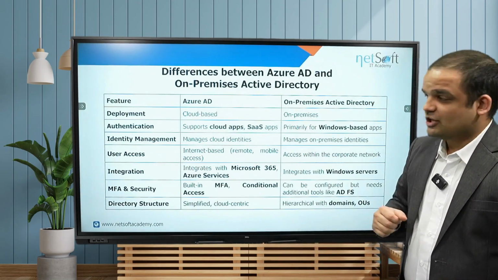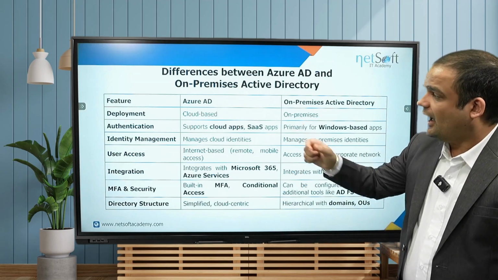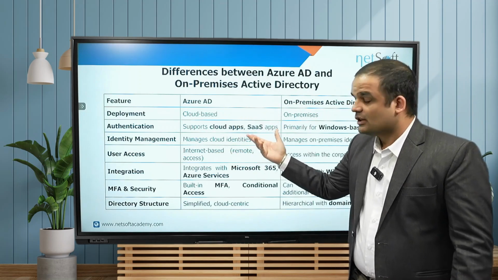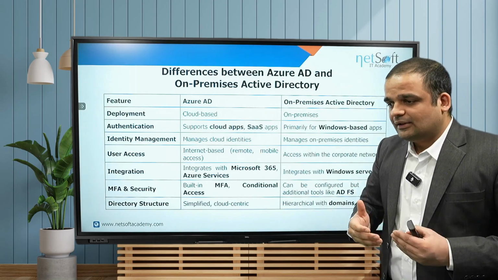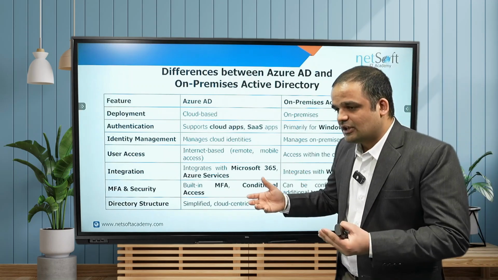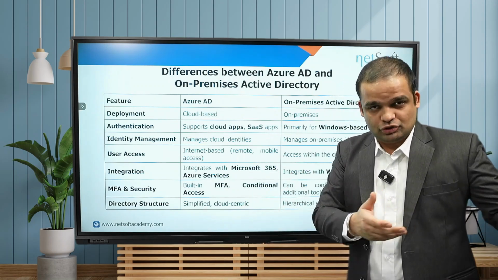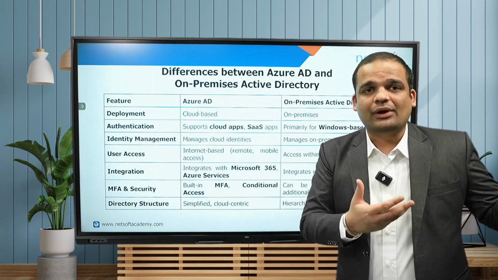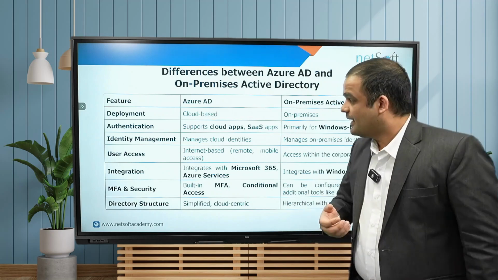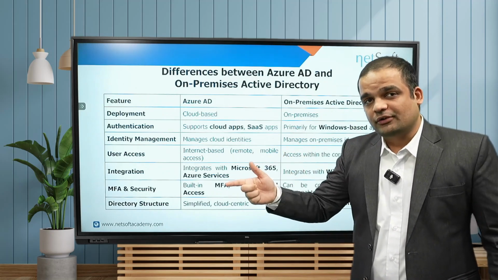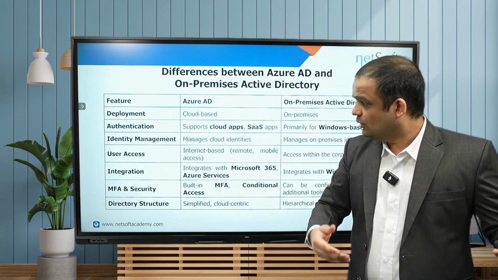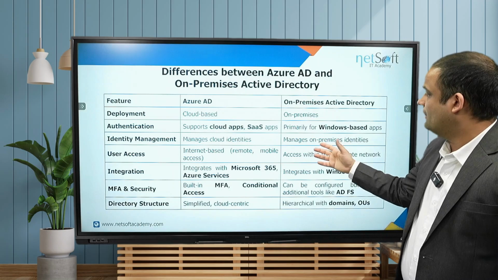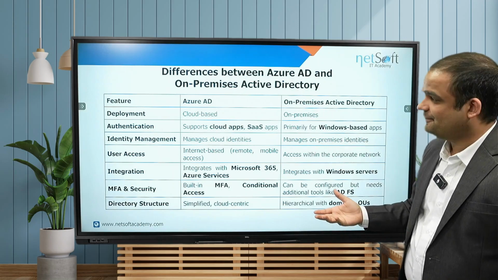Now, authentication is done. Identity management. Well, Entra ID manages cloud identities. Here you might think that, hey, you can also sync your on-premise identities to Entra. But remember, once they are synced, they become the cloud identity as well. Even external or guest users which you invite are also cloud identities. On the other hand, the on-prem AD will manage on-prem identities.